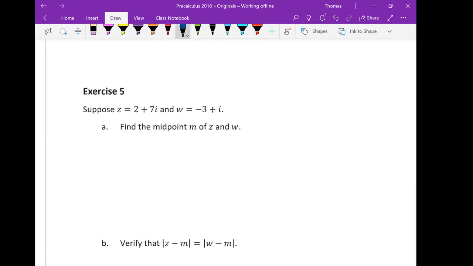So here we're given two numbers, z and w, and it says find the midpoint m of z and w. Okay, so my midpoint formula, first of all, I usually write it as a plus b over 2. I just wrote down a note on my formula. I know it's going to be the average of my two numbers.